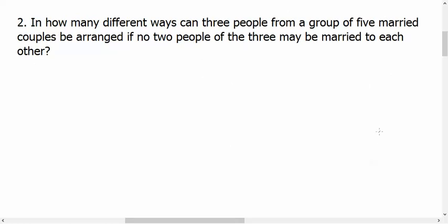So question number 2. In how many different ways can 3 people from a group of 5 married couples be arranged if no 2 people of the 3 may be married to each other? All right, now I'll invite you to take a moment to try to solve this one on your own using the slots method, using everything that we just did. I recommend that you pause the video and try to solve it on your own. In a moment, we'll discuss it together.